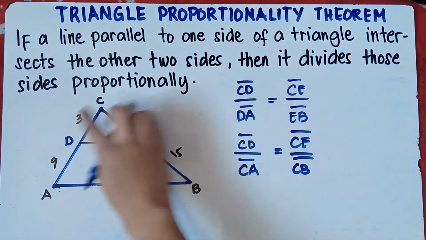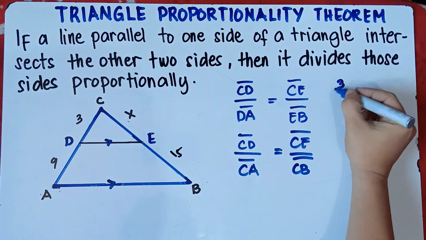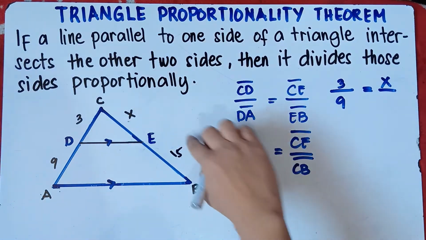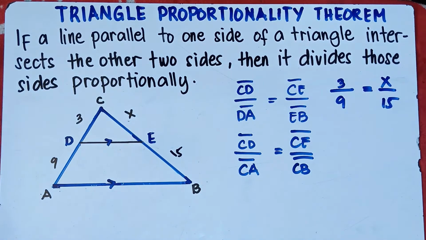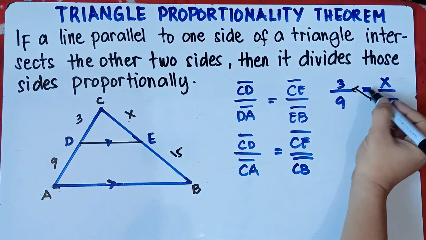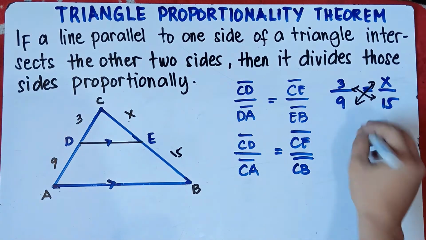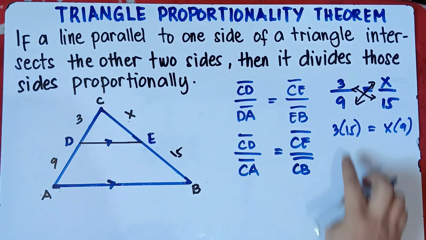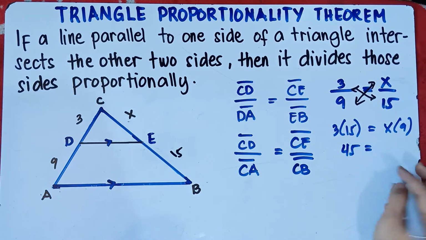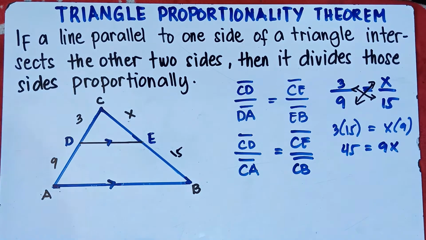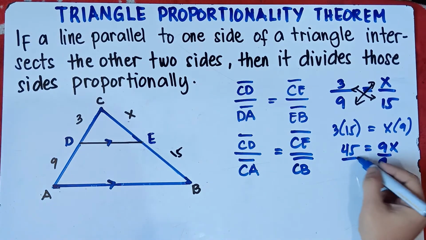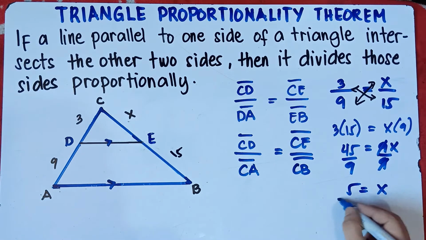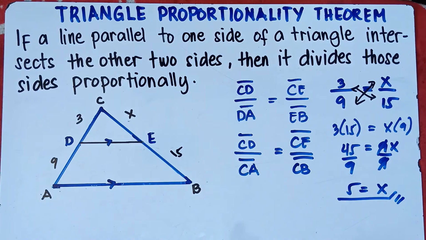So CD is 3, so 3 over DA, which is 9, is equal to CE, which is X, over EB, which is 15. To find X, just simply do cross multiplication. So this will be 3 times 15 equals X times 9. 3 times 15 is 45, equals X times 9, that is 9X. To get the value of X, you divide both sides by 9. Cancel this out. 45 divided by 9, that is 5, is equal to X. That's it, class. Our X is equal to 5.